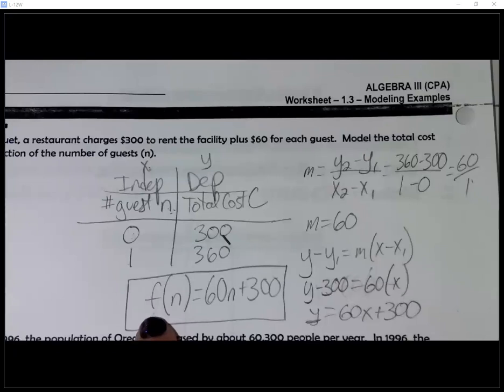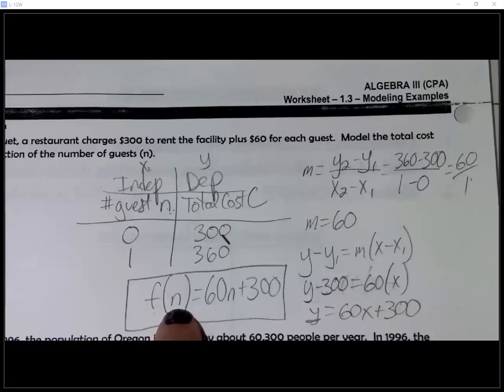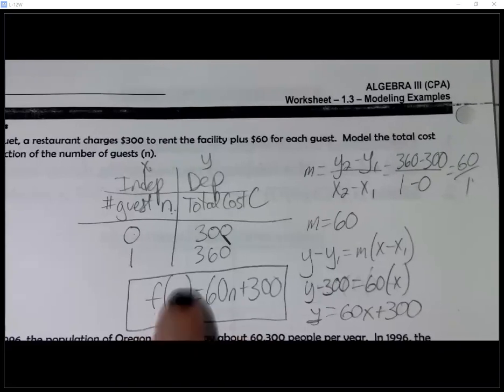And then whatever is in the parentheses, that's just what I'm replacing. So I can just replace n with the number of guests that I want. So when they say model the total cost C as a function of the number of guests, this is what they mean. It depends on how many guests I have, and that will give me my total cost.